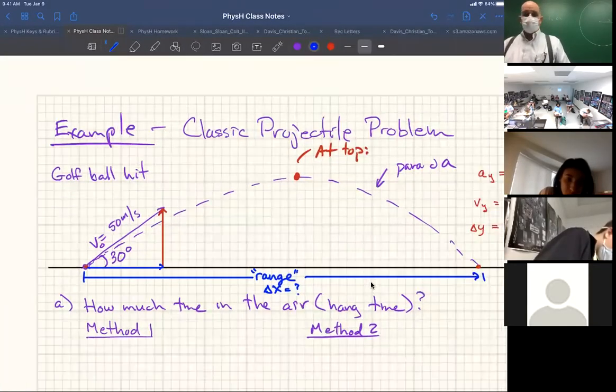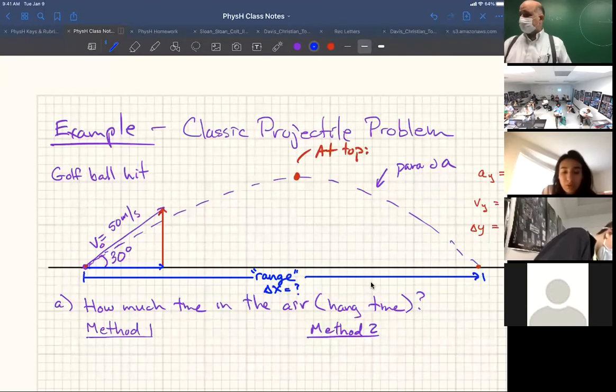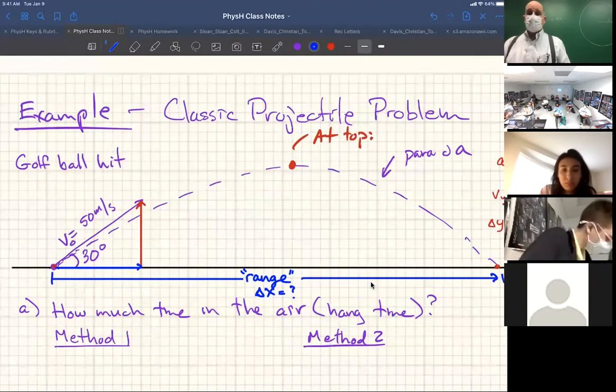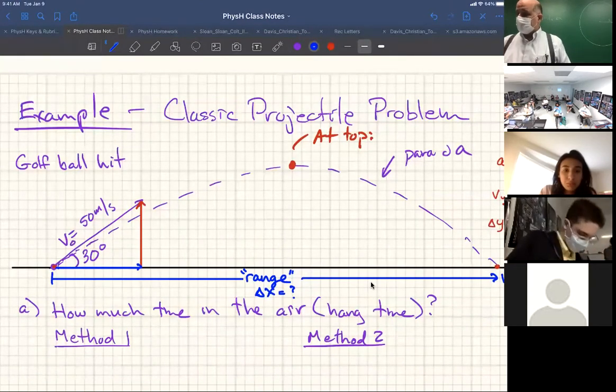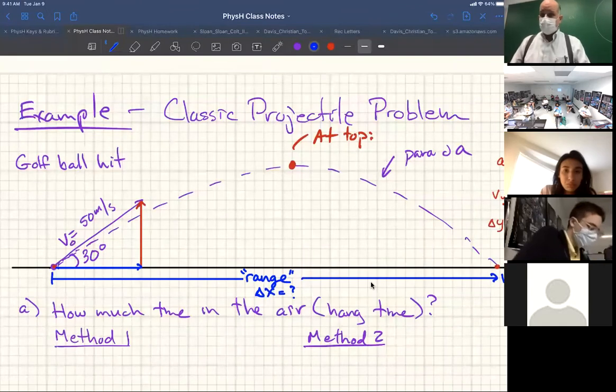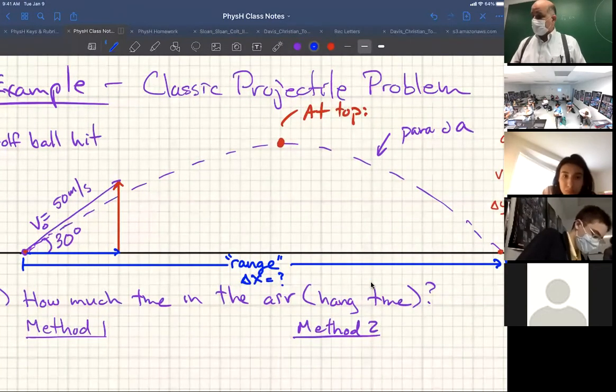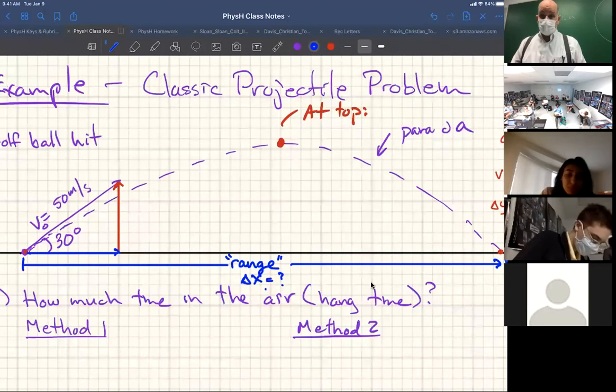So I'm going to back up a little bit here because I realized I meant to record. We're solving the classic projectile problem. We've got a golf ball that is hit at 50 meters per second at an angle of 30 degrees above the horizontal. And the question is, how far horizontally will that golf ball travel?